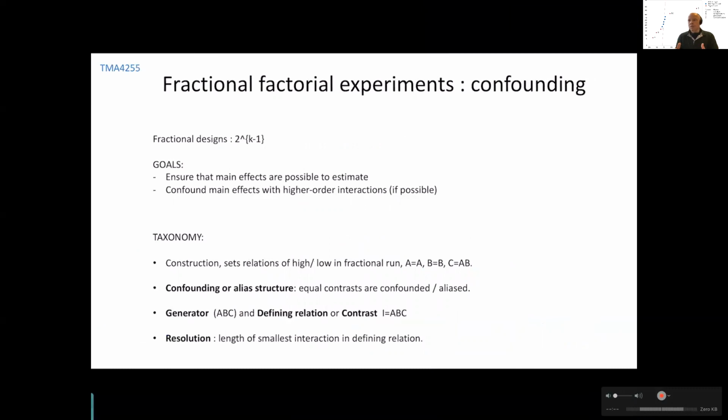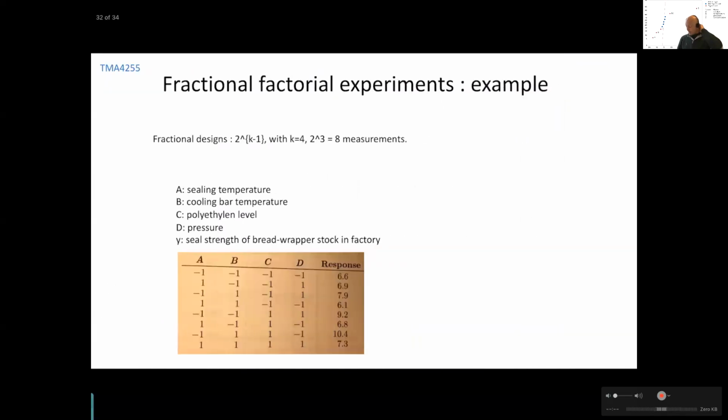So in this kind of taxonomy, there's a lot of words around confounding or alias structure. And that's sort of which columns have the same signs. And there's something called generator or defining relation or contrast, which sets the structure of confounding. Resolution is also important, and it indicates which interactions you can get, what you can resolve in your experiment. So let's do one example on this.